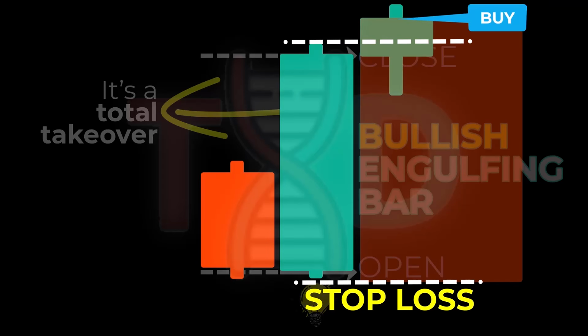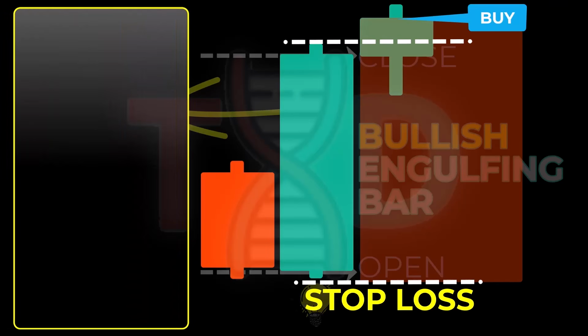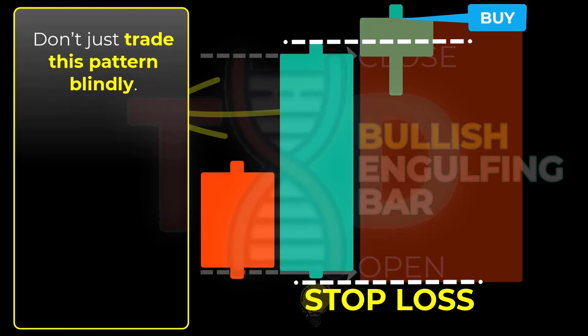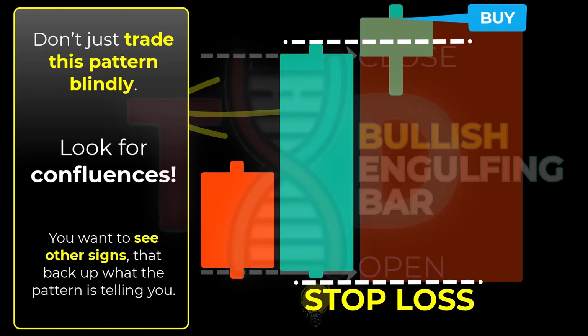But here's the catch, and this is super important. Don't just trade this pattern blindly. Look for confluences. What's that mean? You want to see other signs, like strong support zones, trend lines, or previous price action, that back up what the pattern is telling you. When multiple signals are pointing in the same direction, your chances of winning skyrocket.